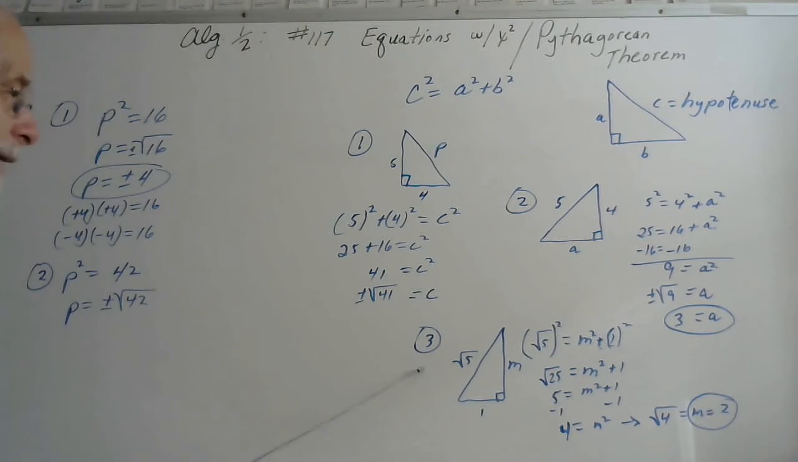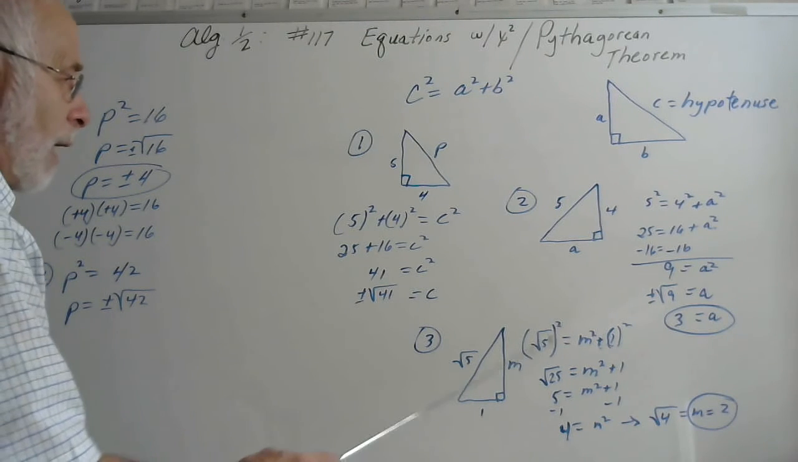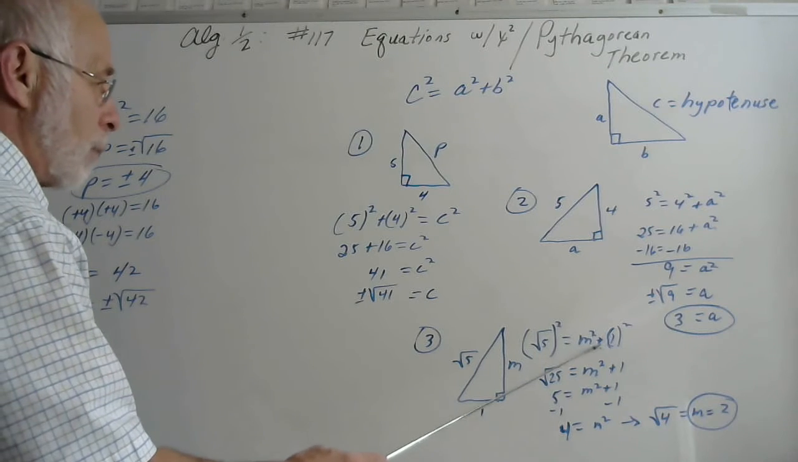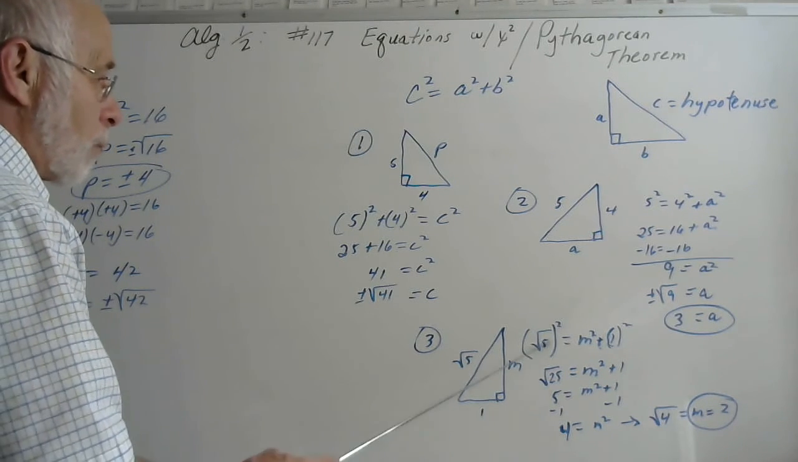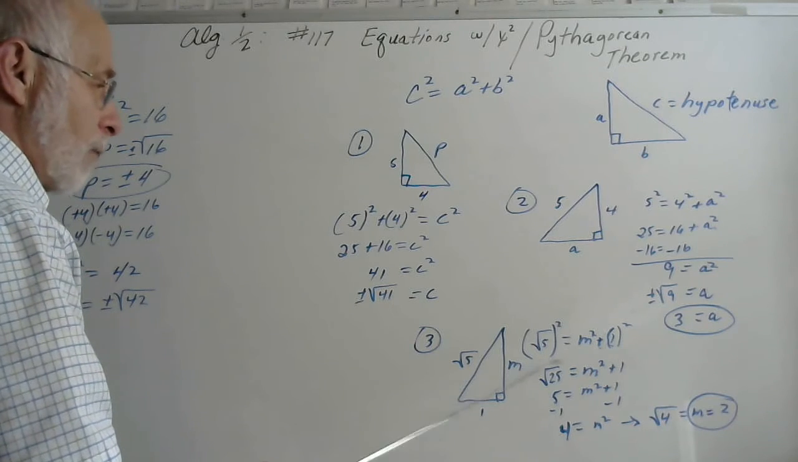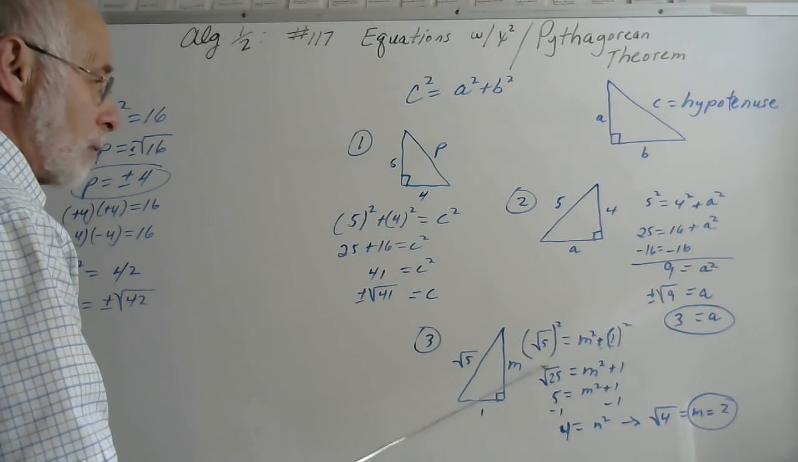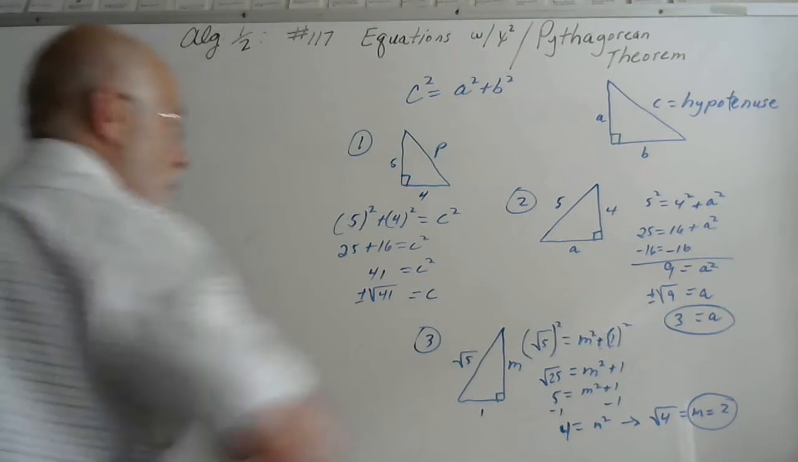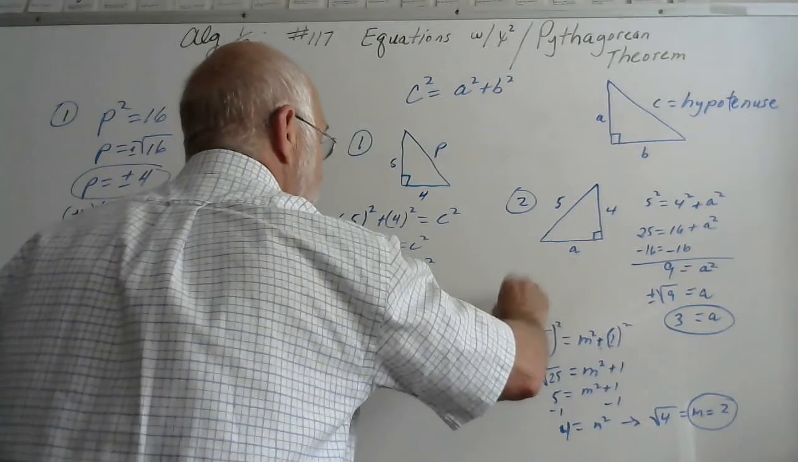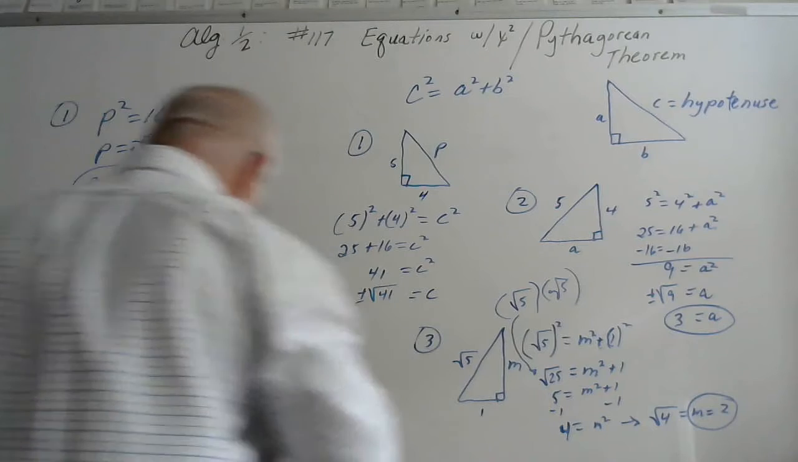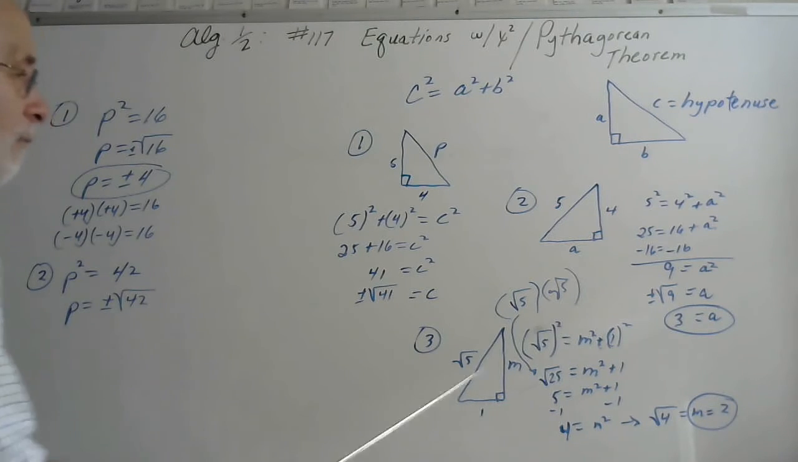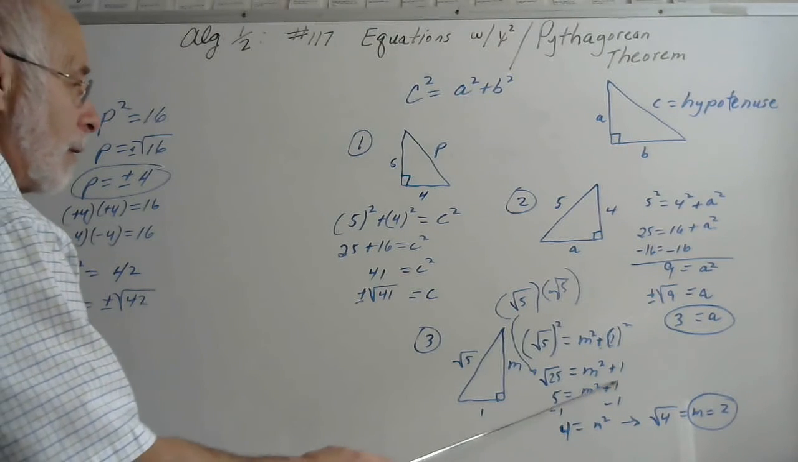Here's another, my last example here. My hypotenuse is the square root of 5. I've got m and I've got 1. So the square root of 5 squared plus m squared plus 1 squared. Well, the square root of 5 times the square root of 5 is the square root of 25. So this would have been written out as square root of 5 times square root of 5. And that's where I got this answer here. Okay, so I have square root of 25 plus m squared equals 1.